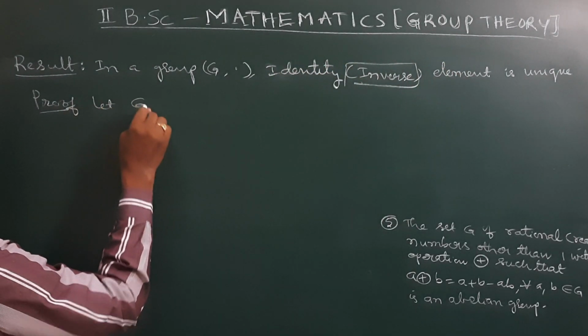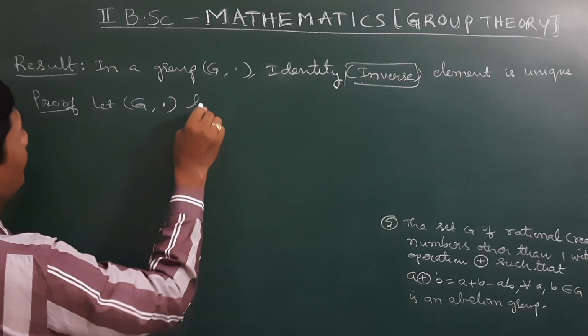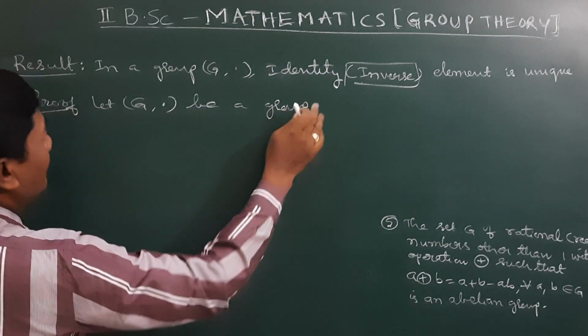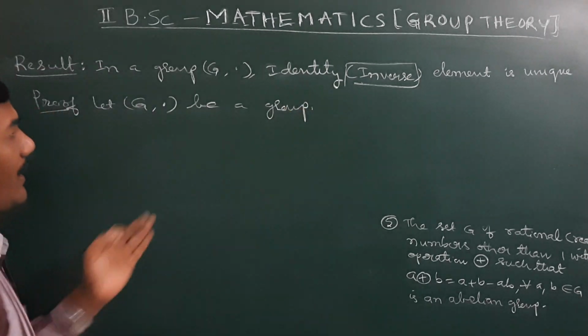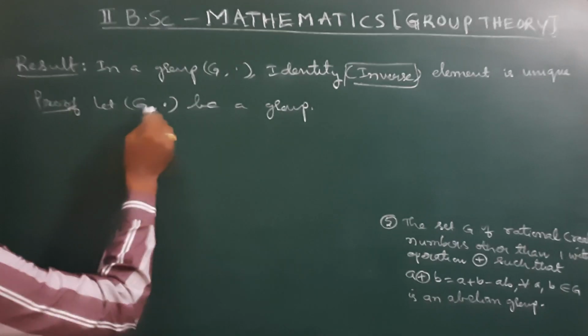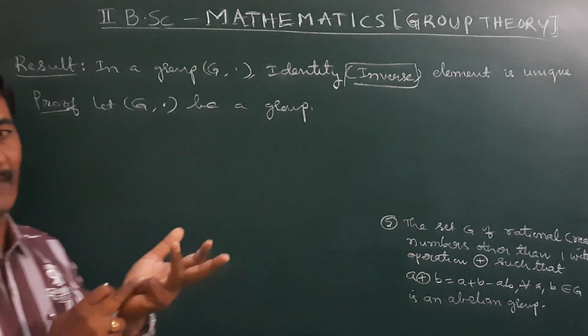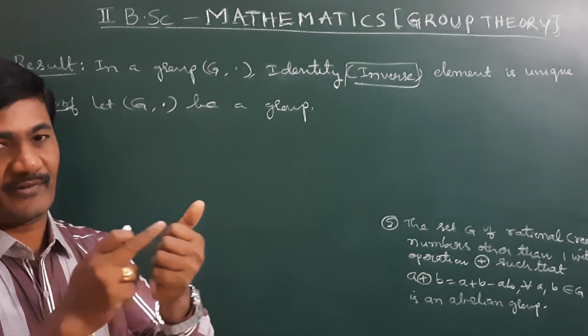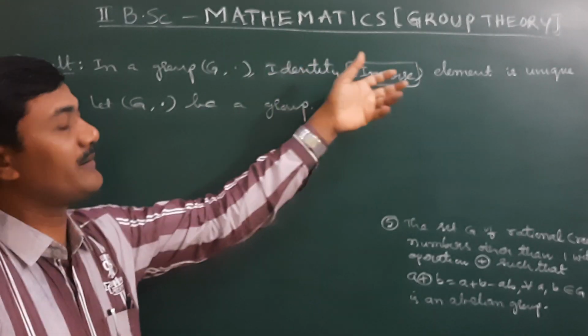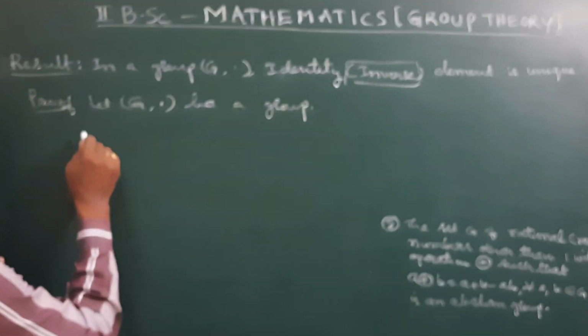Let (G, dot) be a group. How can you prove the identity element is unique? A group means G satisfies the closure property, associative property, identity, and inverse. So all these properties hold. That means G is a group and the identity element is always unique.